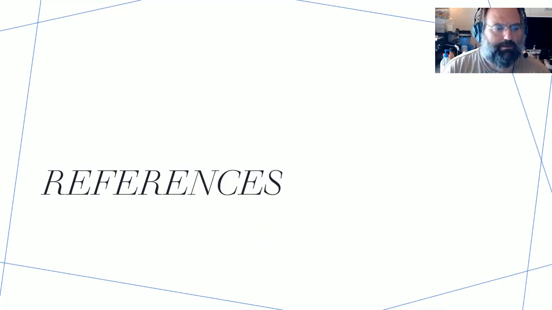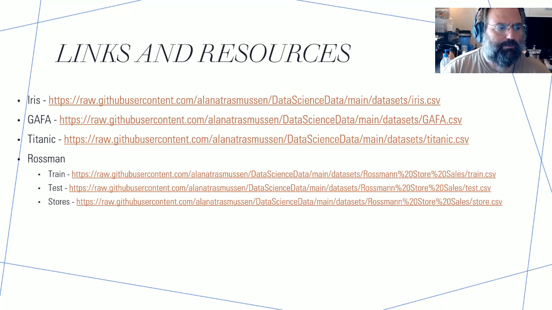So with that, here are some potential references that you may want to take a look at if you're so inclined. Also, those URLs inside of my GitHub account are the Rossmann datasets that you might be needing, along with the Titanic and so on.